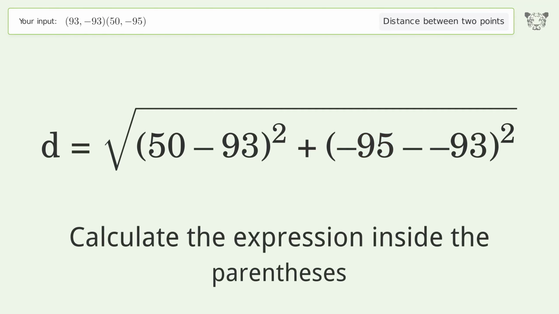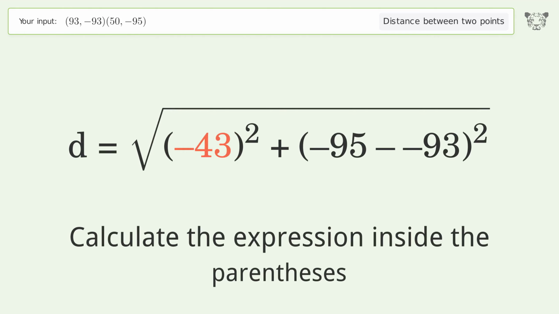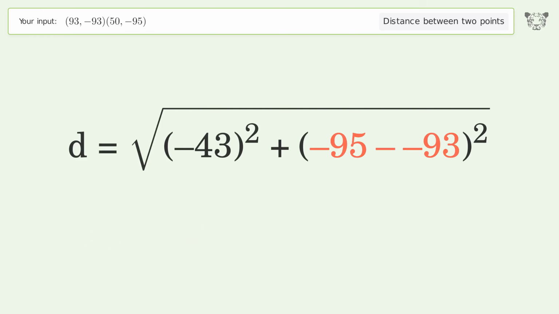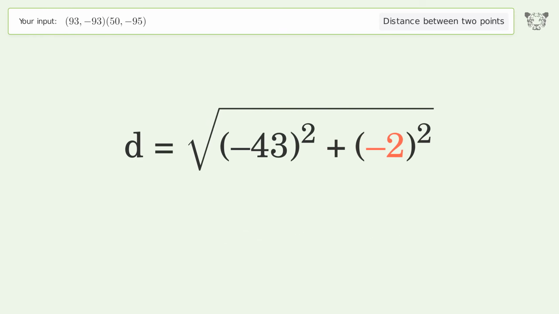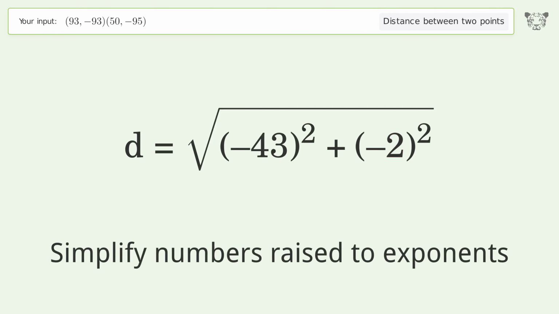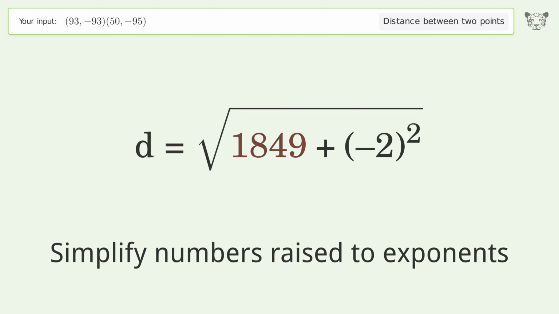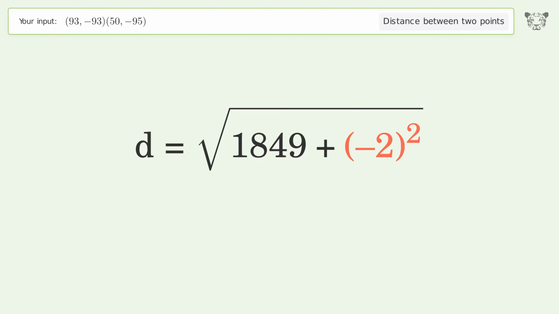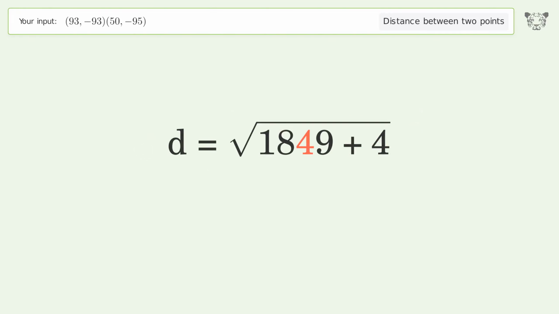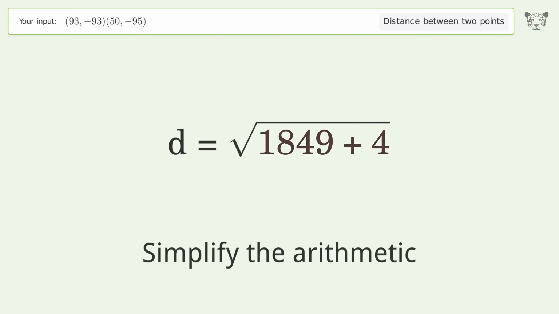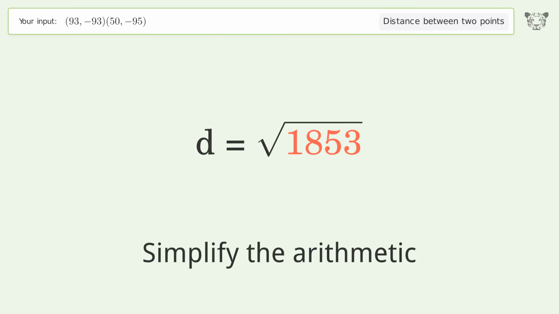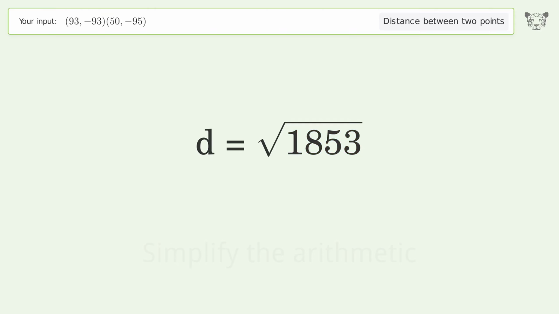Calculate the expression inside the parentheses. Simplify numbers raised to exponents. Simplify the arithmetic. And so the distance between the 2 points is the square root of 1853, or 43.046.